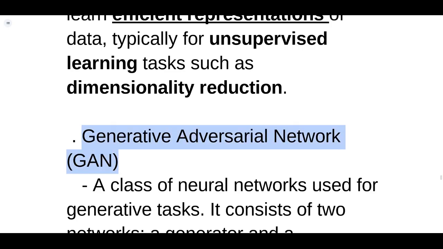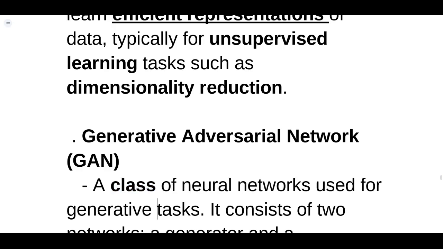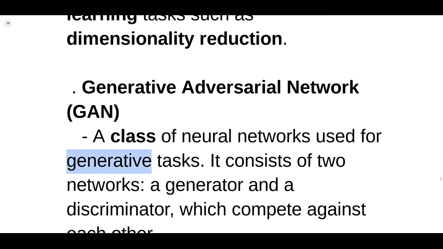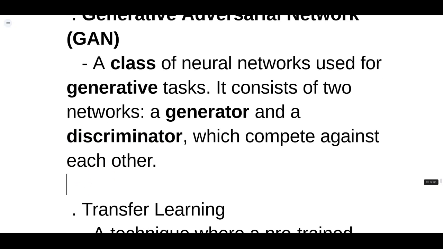Now, the generative adversarial network. It is a class of neural networks used for generative tasks. It consists of two networks, a generator and a discriminator, which compete against each other.